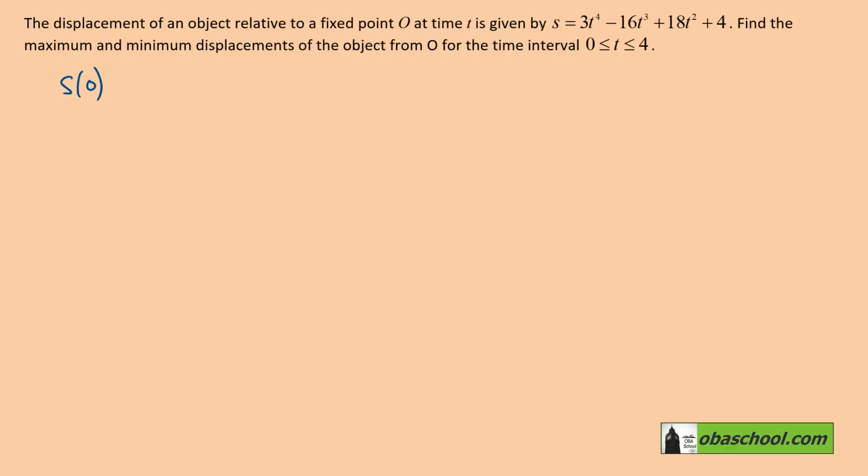Endpoints are always a possibility, so we should try them. Whenever you're in a given range, endpoints are a possibility. So s(0) is 4 meters.